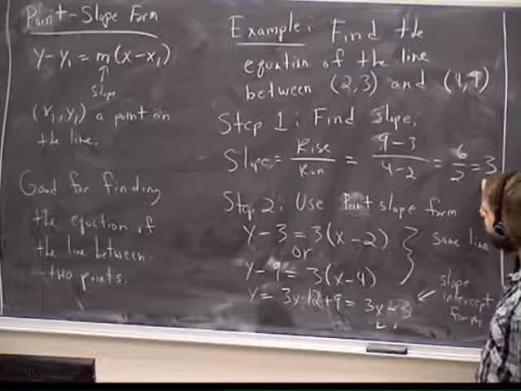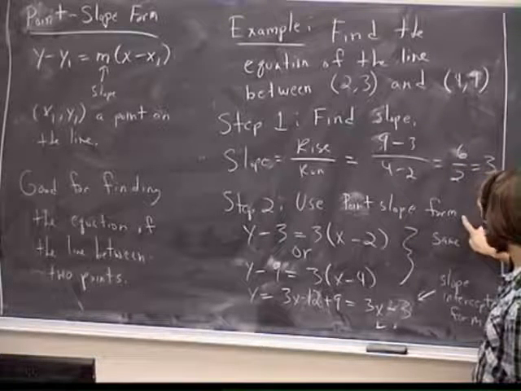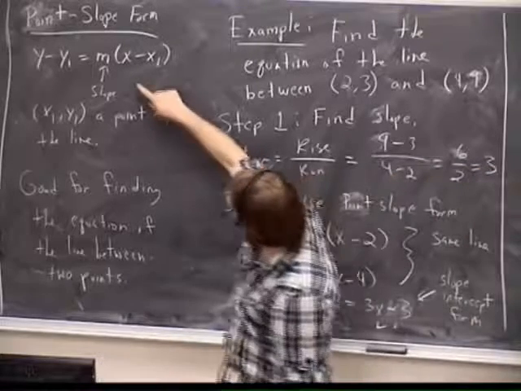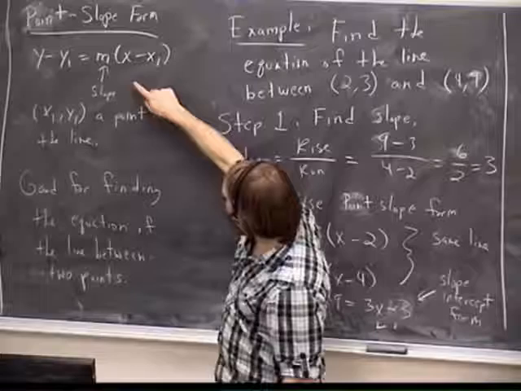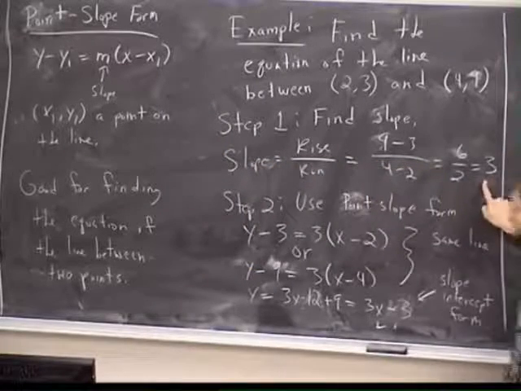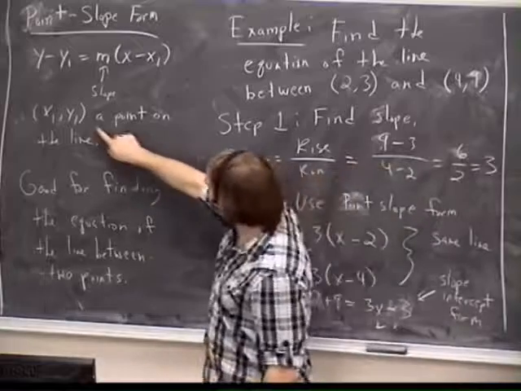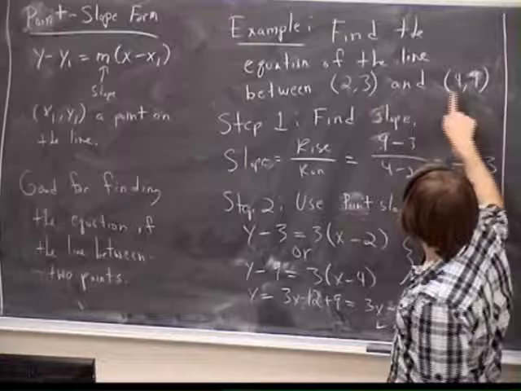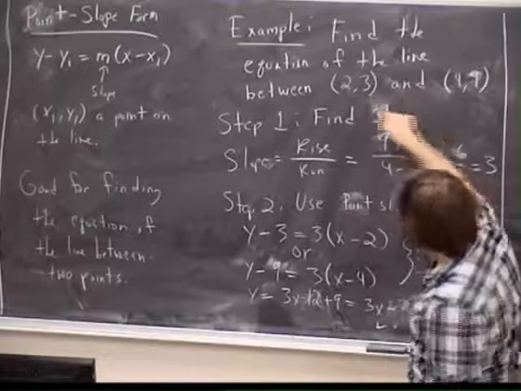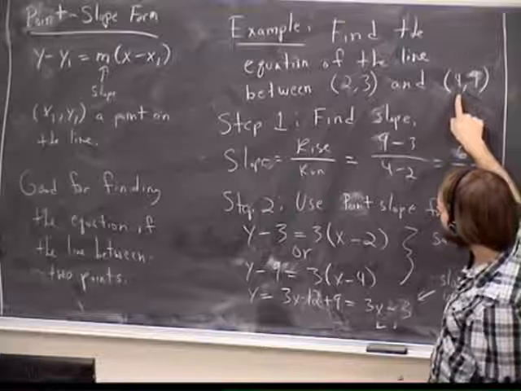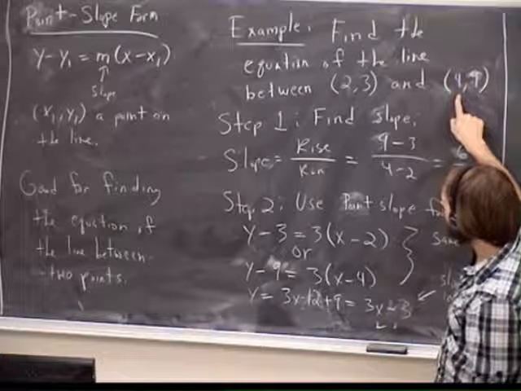Okay. Now we want to use point-slope form to give us the equation of the line. And if you remember, the information we need to use point-slope form is the slope, which we just figured out, and a point on the line. Now, we actually have 2 points on the line. So we could use either of these points for the point-slope form. And they would actually give us the same line, the same equation.